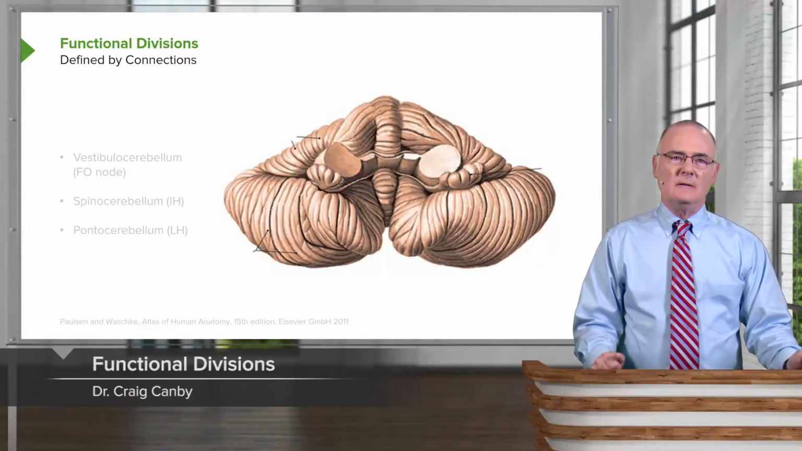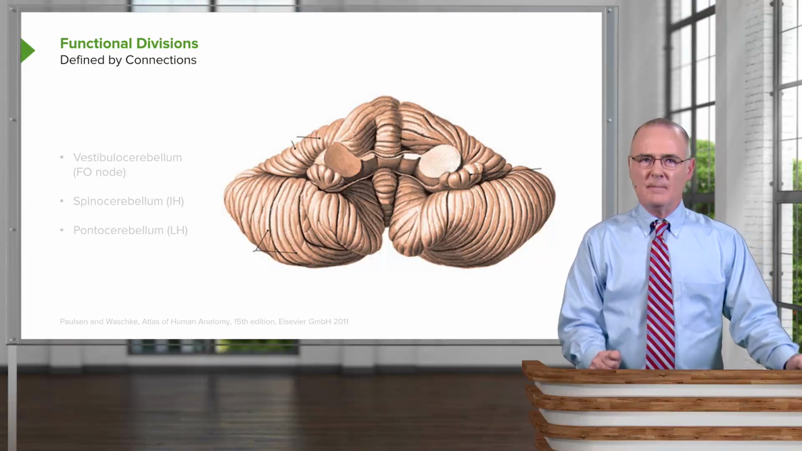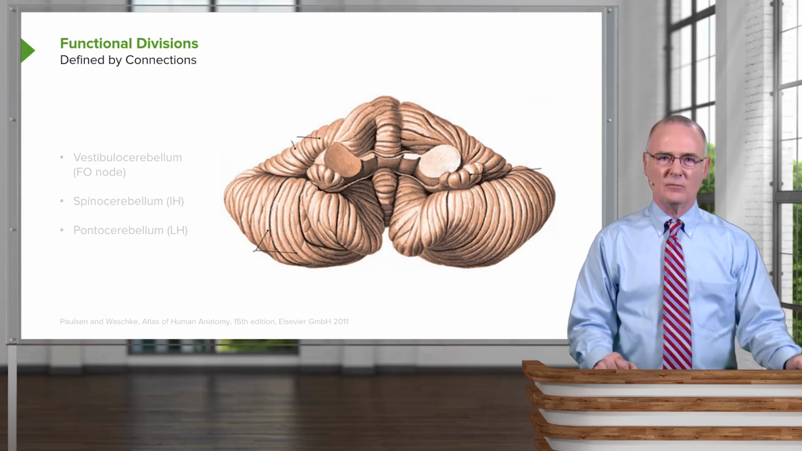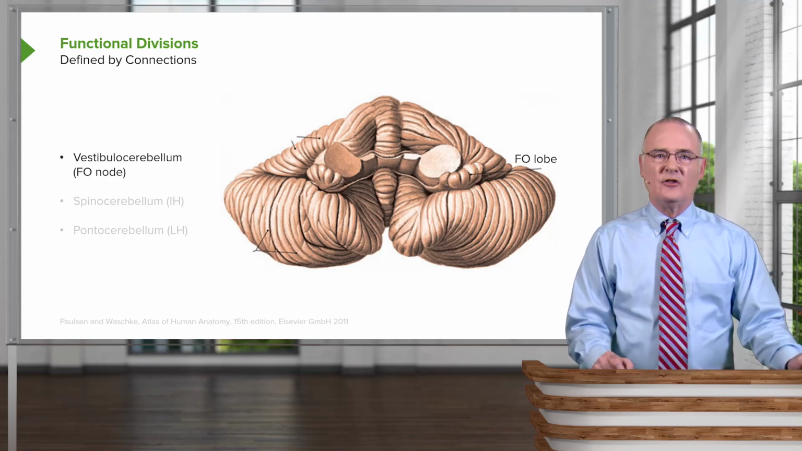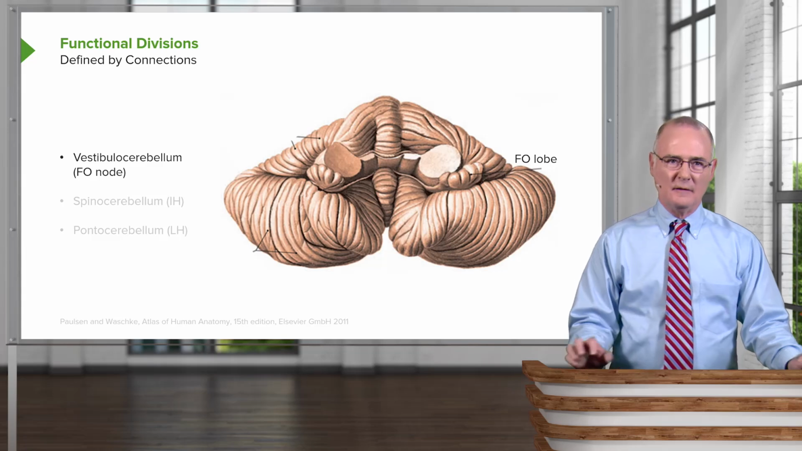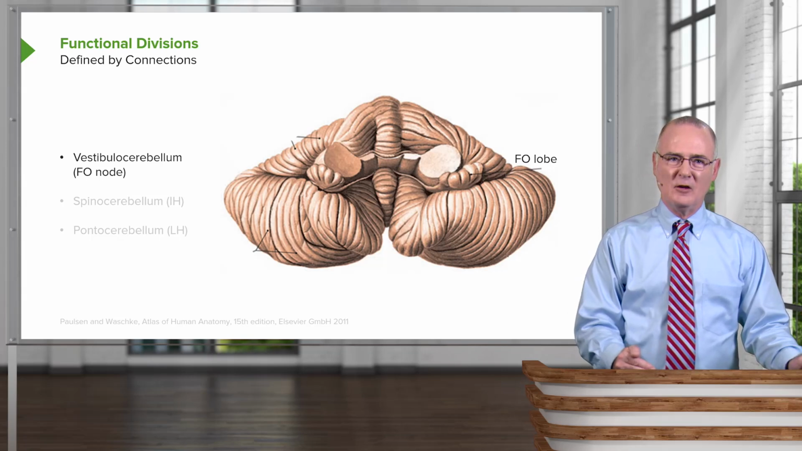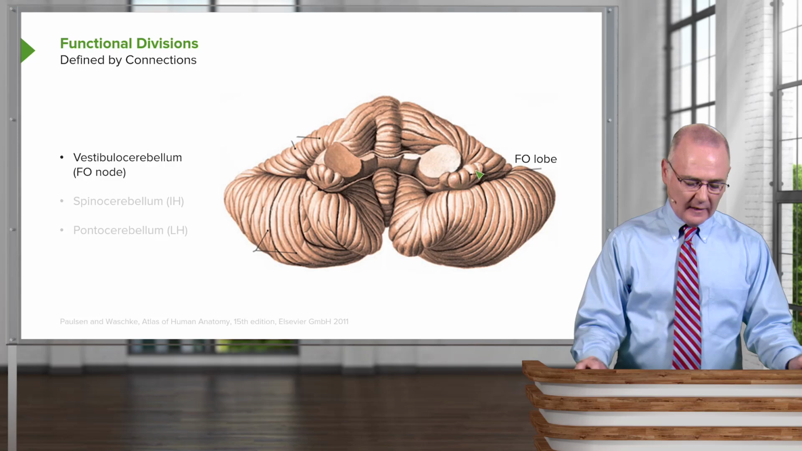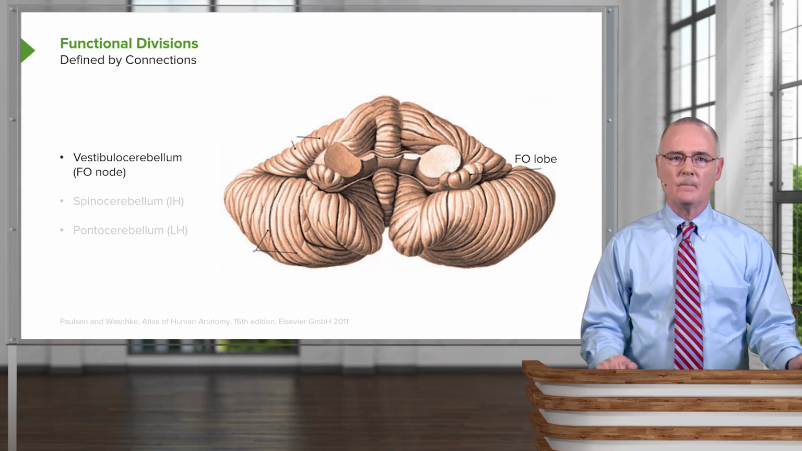The cerebellum can also be defined functionally, and this functional definition is going to be by connections from these functional divisions. First is the vestibulocerebellum. The vestibulocerebellum would connect between the cerebellum and the vestibular nucleus. And the vestibulocerebellum is the flocculonodular lobe that we see here.